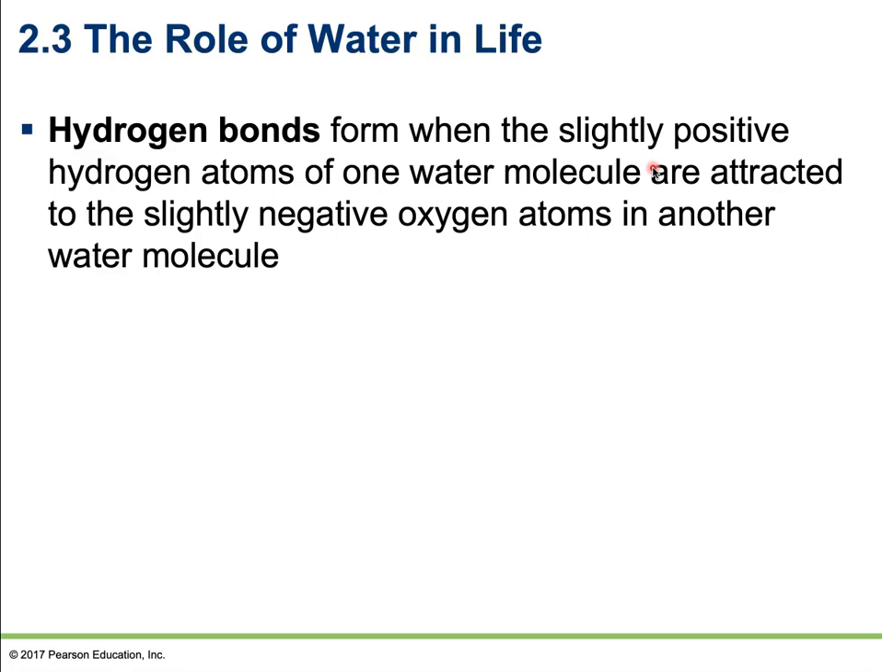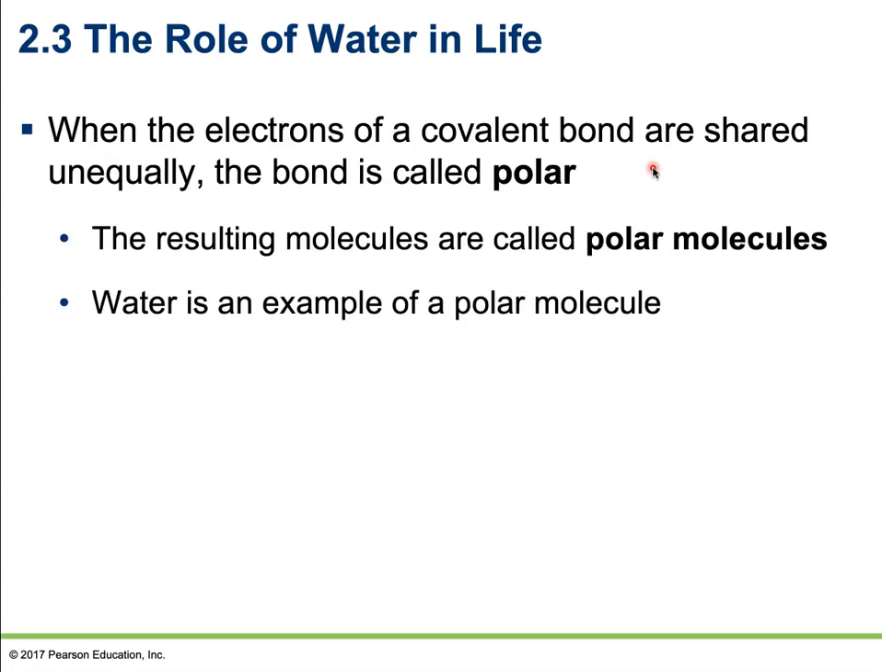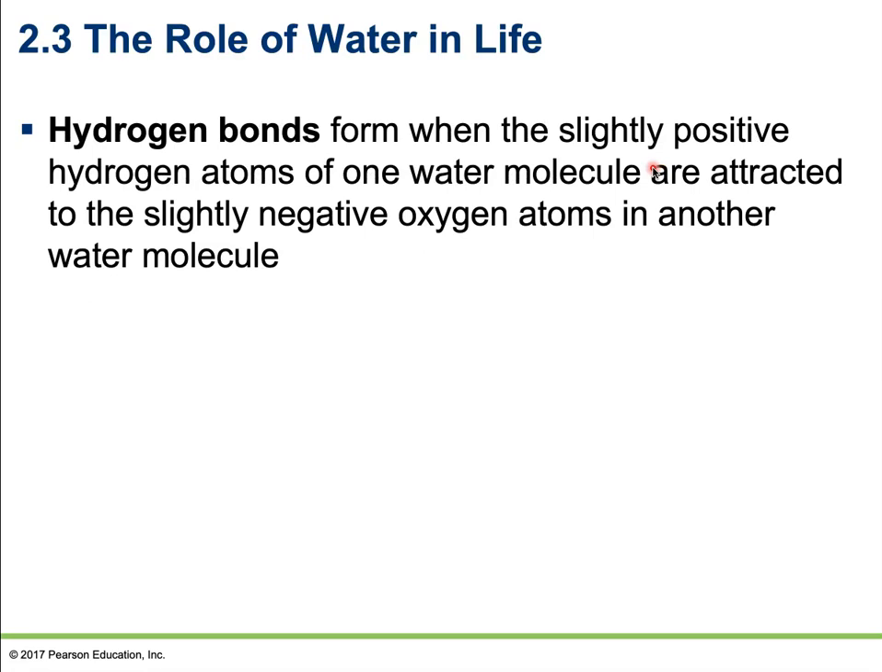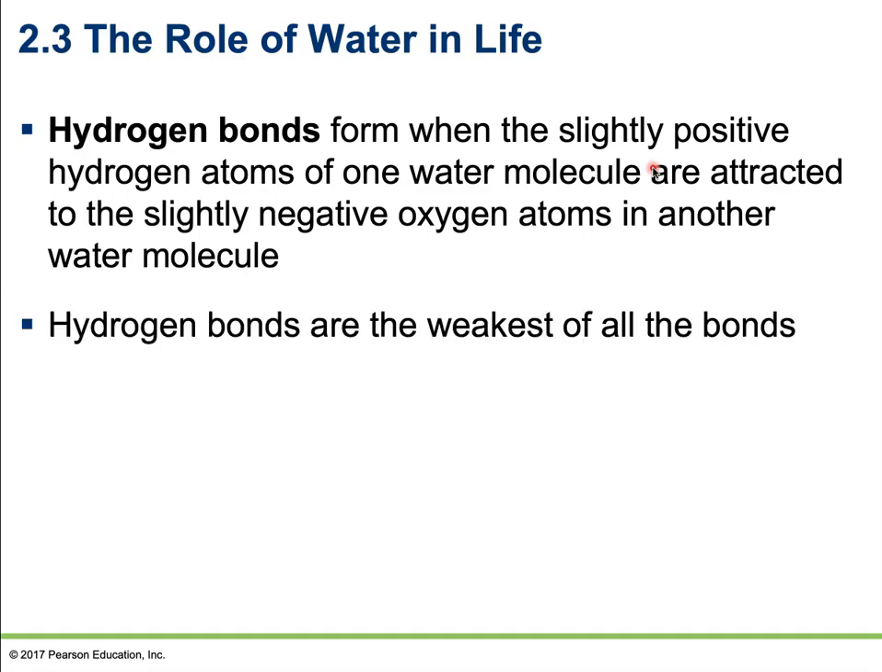When we have a bunch of polar molecules together, a whole bunch of water molecules together, we can start to form what are known as hydrogen bonds. Hydrogen bonds form when the slightly positive hydrogen atoms of one water molecule are attracted to the slightly negative oxygen atoms in another water molecule. And these hydrogen bonds are going to be very, very weak.